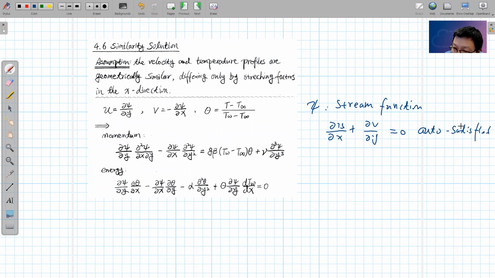So basically by doing this, you do not need to solve the continuity equation at all. Remember we have 3 equations, and by using the stream function, you only need to solve 2. So you remove 1 equation already. Also for the temperature field, we use a dimensionless form. We define theta equal to T minus T infinity divided by T wall minus T infinity.